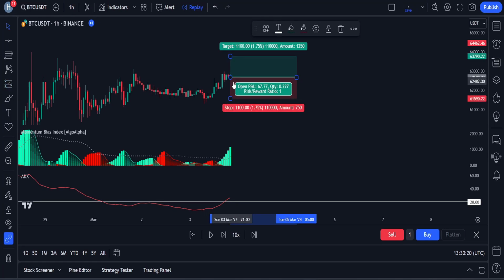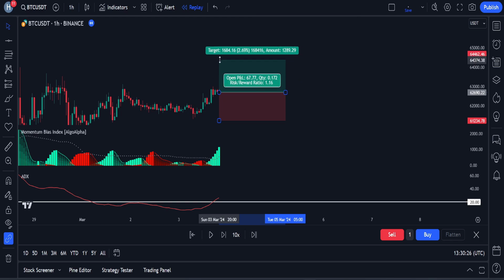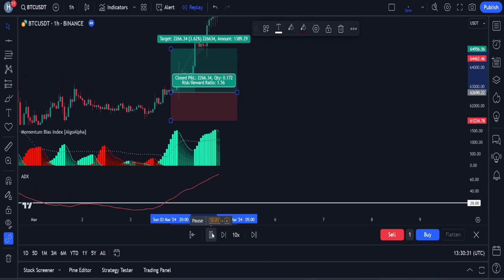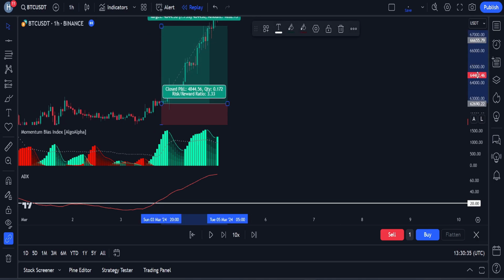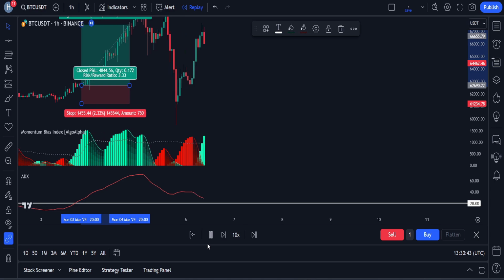For example, I will quickly open a buy position here. You can set your stop loss right under the most recent swing low. And for the take profit target, you could either use a risk reward ratio of 1.5 or 2. As you can see, this strategy is pretty simple to understand and implement. This was a profitable buy signal.